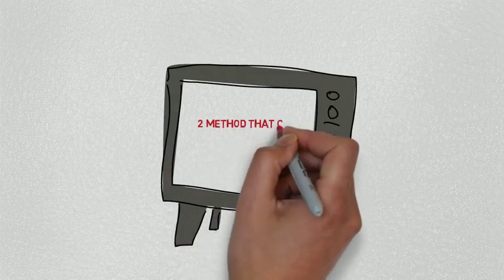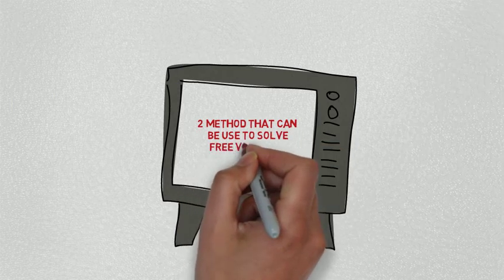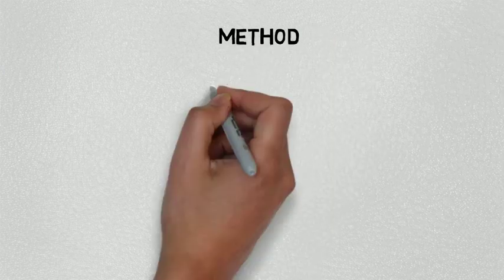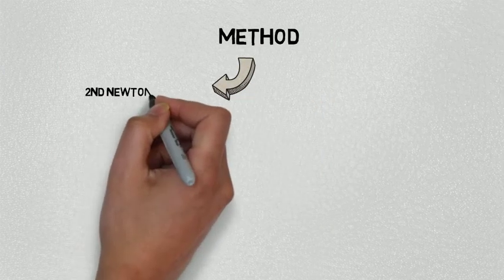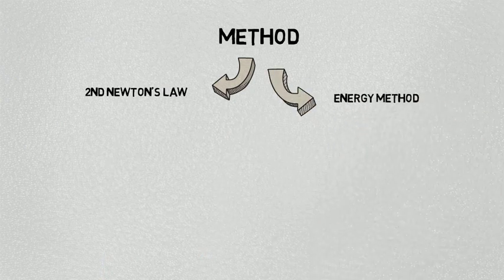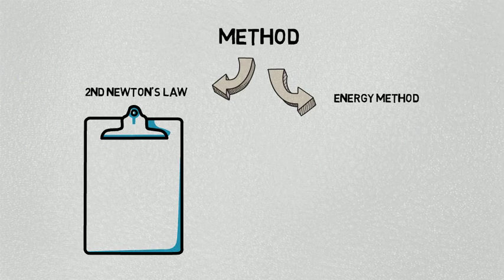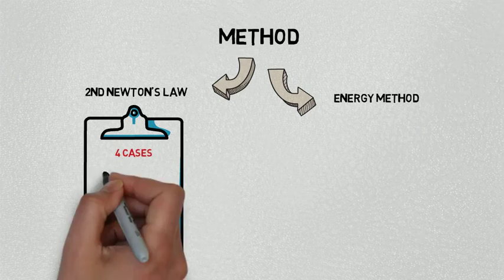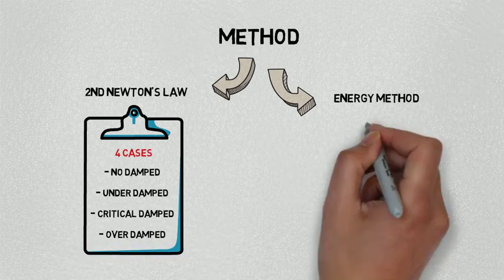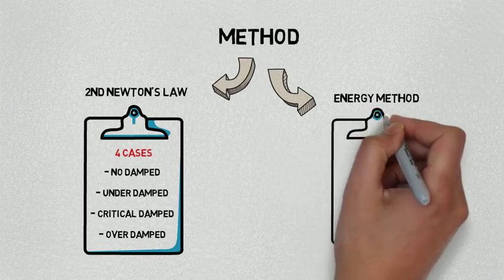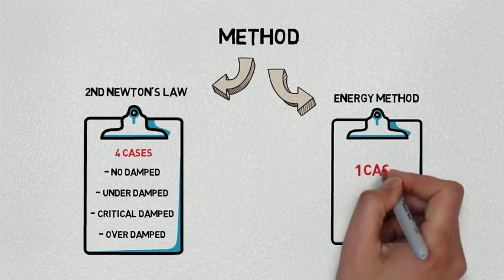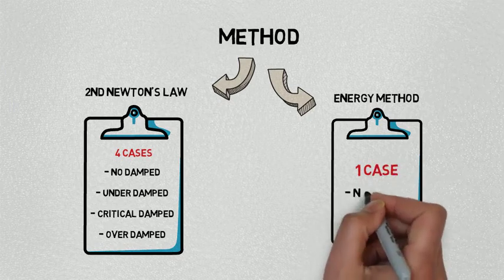There are two methods that can be used to solve free vibration questions. The methods are first, Newton's second law, and the second one is the energy method. In Newton's second law, there are 4 cases that can be analyzed: no damp, under damp, critical damp, and over damp. But as for the energy method, there's only one case, no damp.